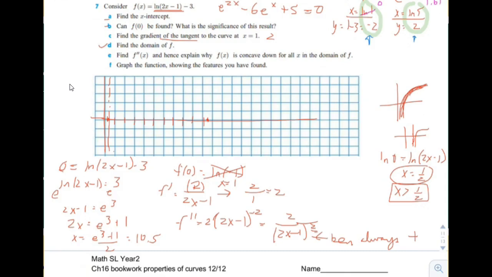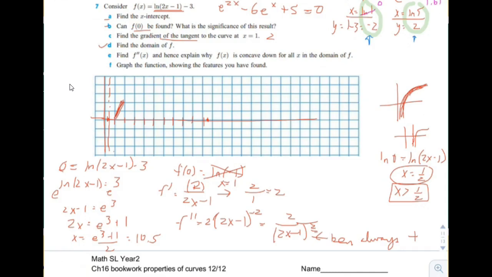And so we know the x-intercept. We put that. Can f of 0 be found? We know we already used that. The gradient of the tangent of the curve at x equals 1 is 2. So it's about like that. Okay, that's the tangent to the curve at x equals 1. But it's not necessarily at this height, right? It's actually going to be lower.